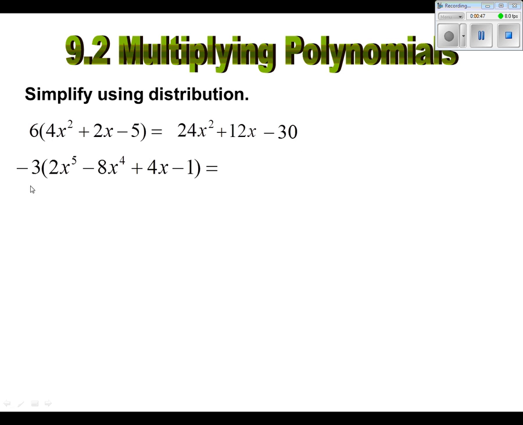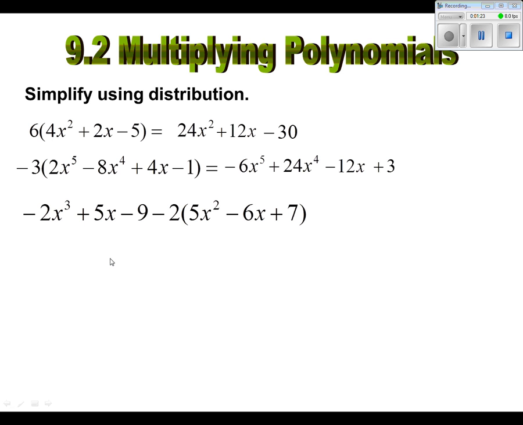Next example, we take the negative 3, we have to distribute it to all four parts inside. So negative 3 times 2x to the fifth is negative 6x to the fifth. Negative 3 times negative 8x to the 4 is 24x to the 4. Negative 3 times 4x is negative 12x. And negative 3 times negative 1 is positive 3. Check that it's in standard form, so x to the 5, x to the 4, x to the 1, so that's all good, and the 3 goes at the back because it's just a regular number by itself.